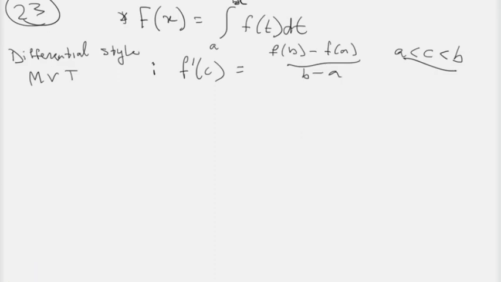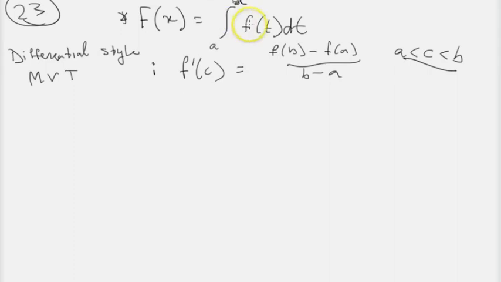Alright, so the differential style of the mean value theorem states that if you've got a function f, its derivative at c is equal to the average slope of the function between two values a and b. So remember, this is like the average slope formula, this is the derivative formula, so the instantaneous slope at c is equal to the average slope between b and a. And so how are we going to get to the integral version of the mean value theorem from here using this?